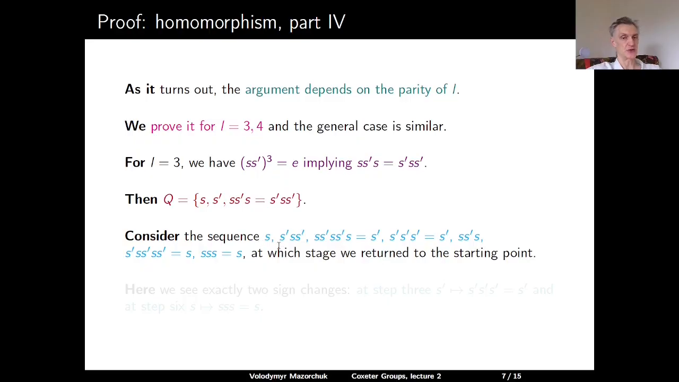We start from s, we conjugate by s prime, then by s again, we get back to s prime, we conjugate by s prime, we get s prime, we conjugate by s, then by s prime to get s, and then we conjugate by s, we get s. And at this stage we return to the starting point of our sequence. And we see that in these 6 steps we have exactly 2 sign changes. Here in the middle, when we conjugate s prime by s prime, and here at the end when we conjugate s by s. So in the sequence of 2 times 3, or 6 steps, we have 2 sign changes. One for s and one for s prime.